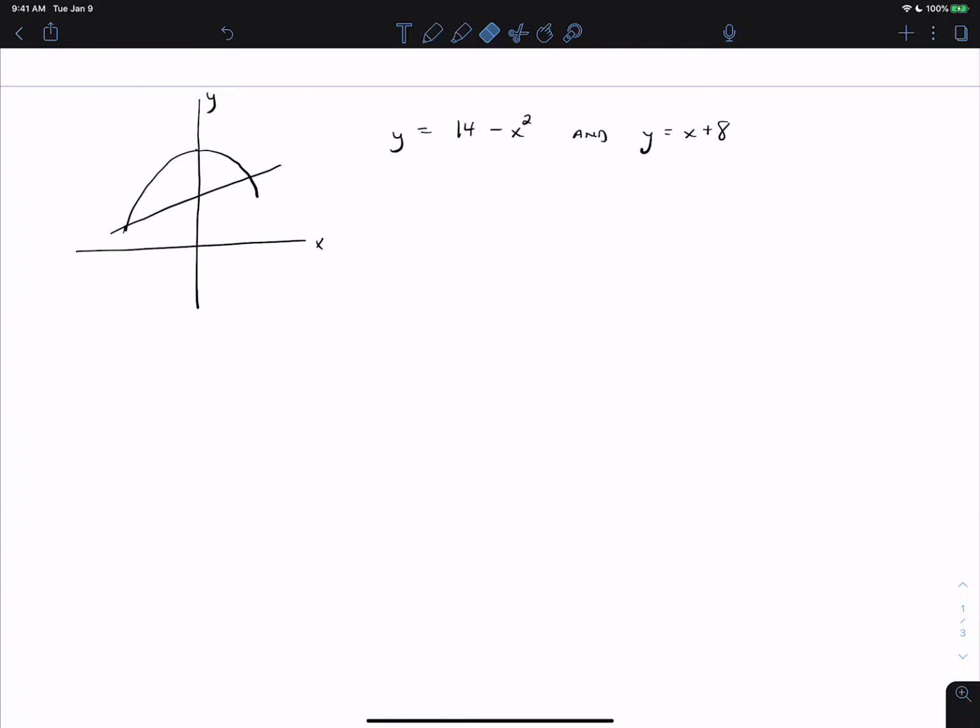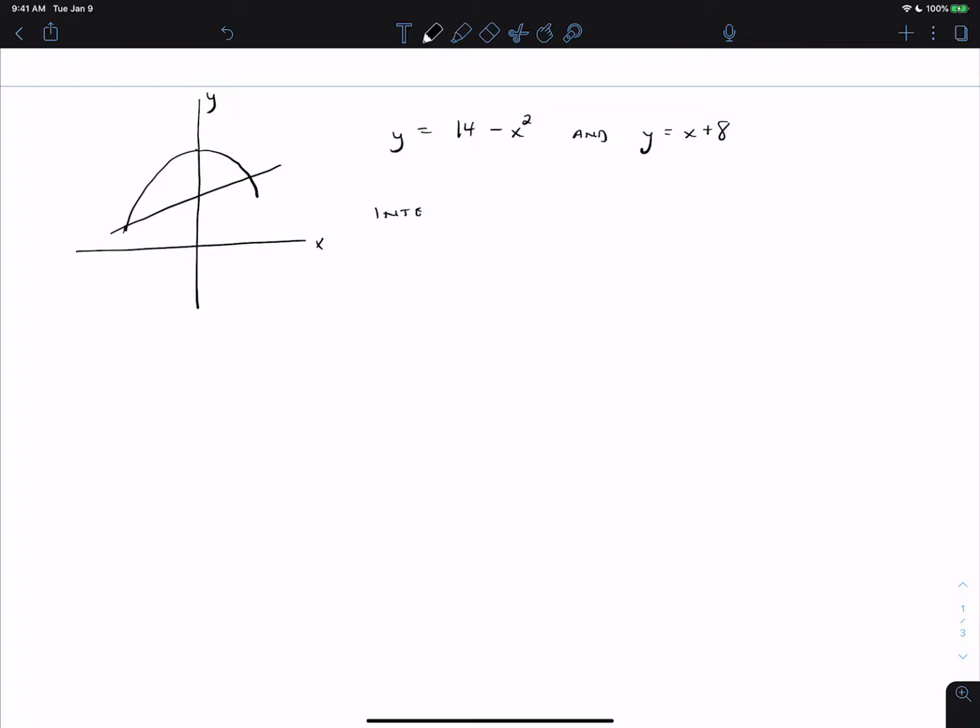So I want to look at something slightly different. I've got two graphs on the screen. We've got y equals 14 minus x squared, which is the parabola that's opening down. And then I've got y equals x plus 8, which is the line that you see there. The graphs are exaggerated a little bit to look at the intersection or the overlap between the two curves. I want to find the intersection points real fast, so let's see where they intersect.